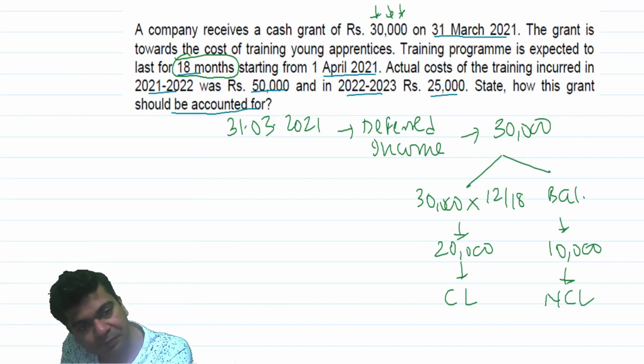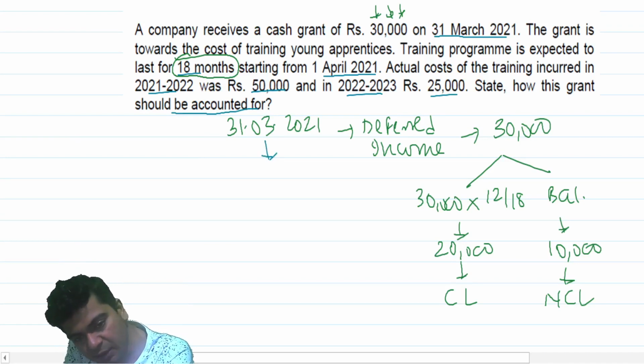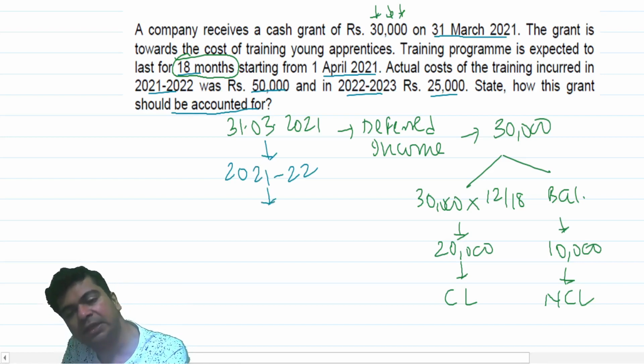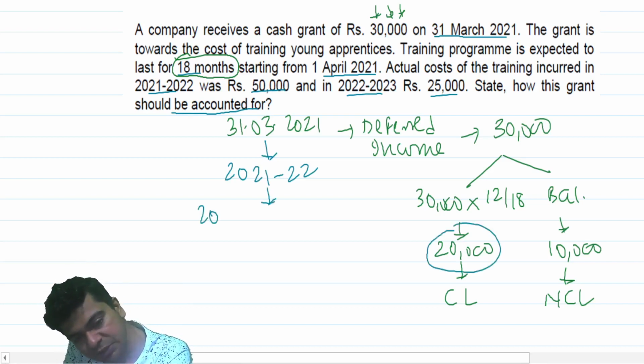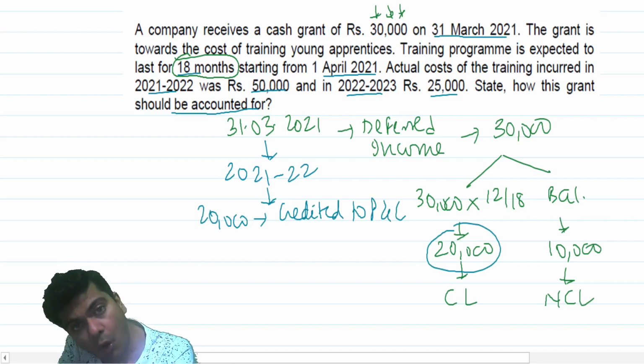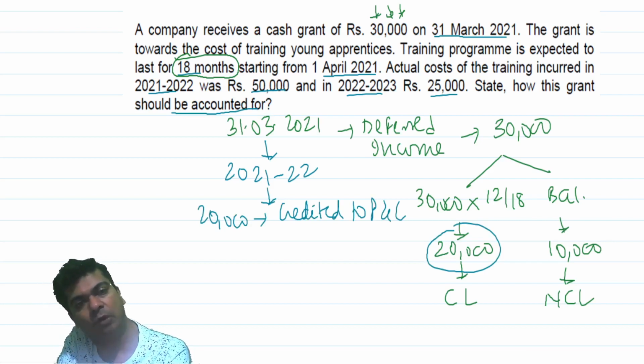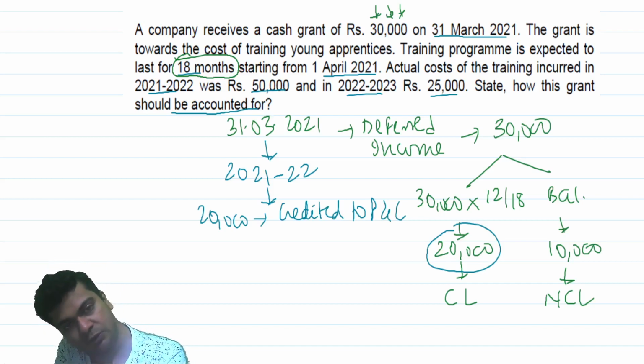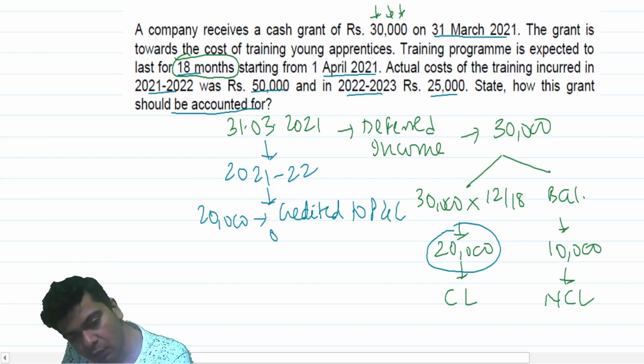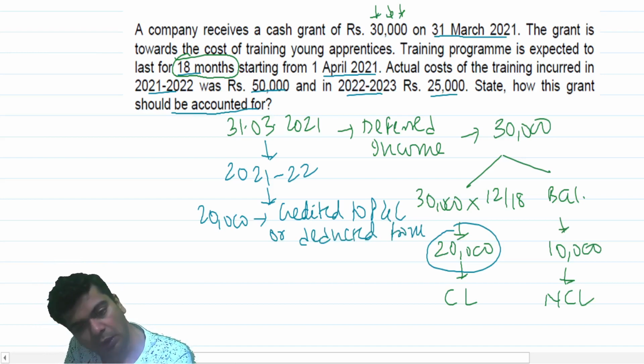Now what will happen? The next year is 2021-22. In 2021-22, this 20,000 which is there, right? This 20,000 will be credited to profit and loss account. Or it will be deducted from the training cost. Any one approach can be followed for the presentation. 20,000 will be credited to the P&L or deducted from cost.